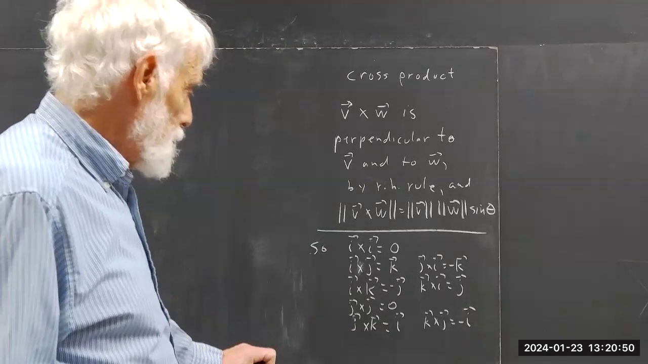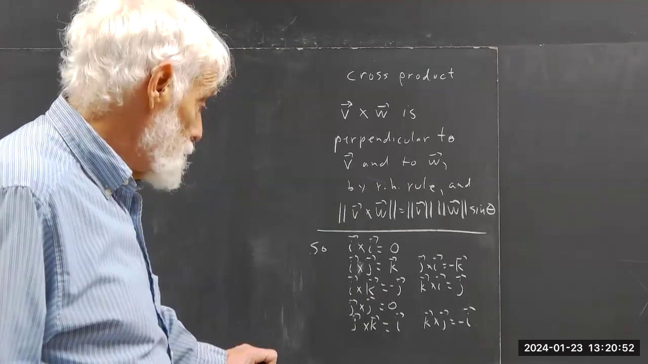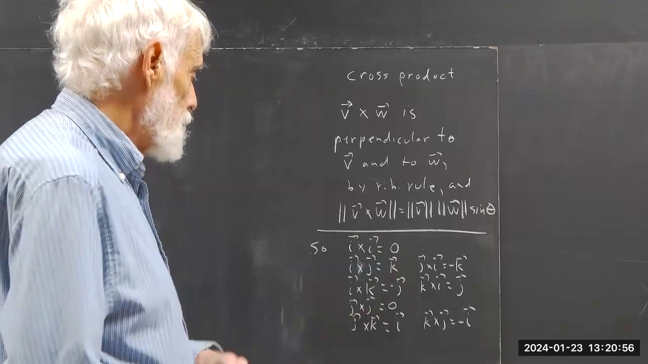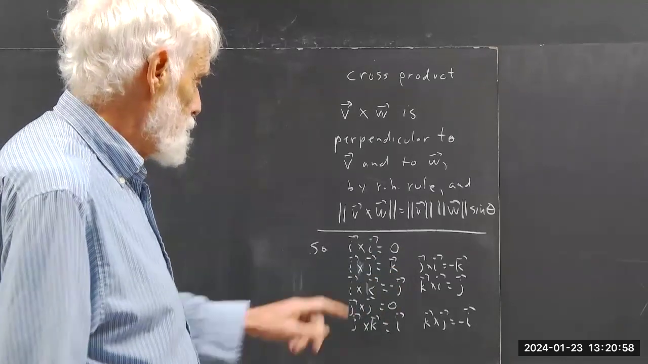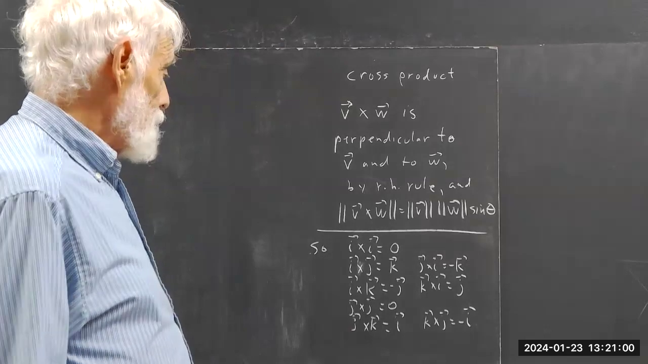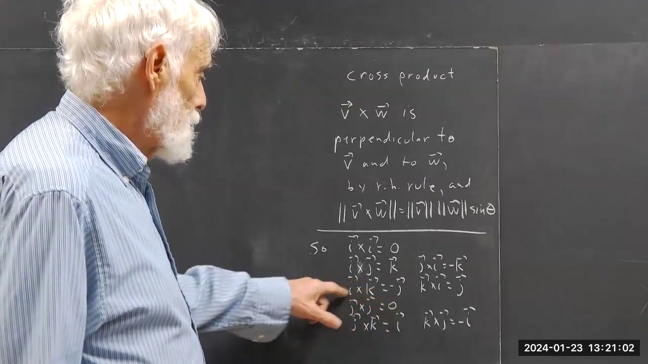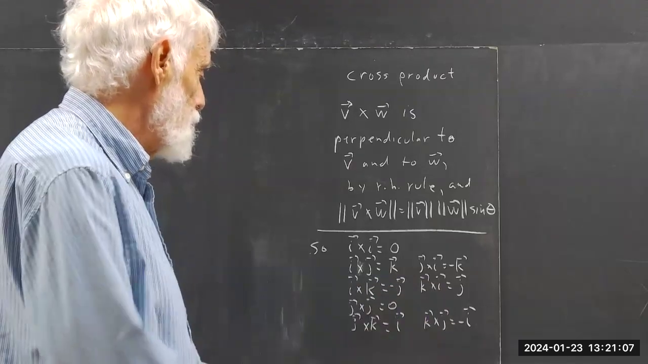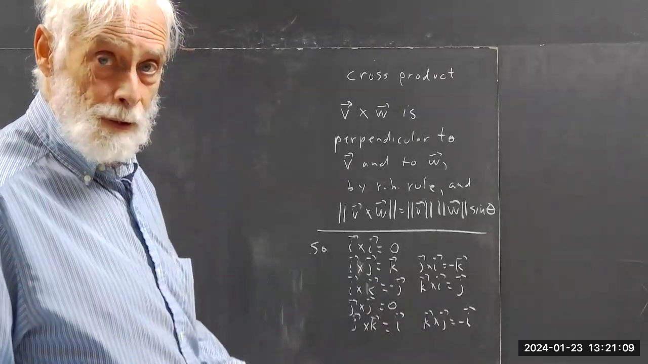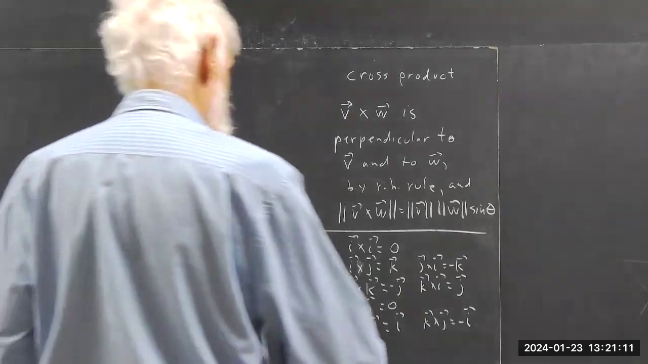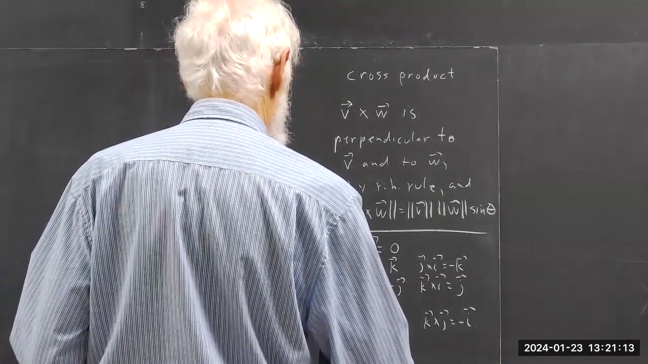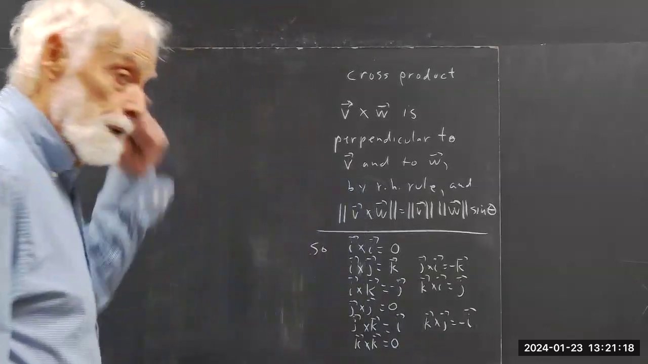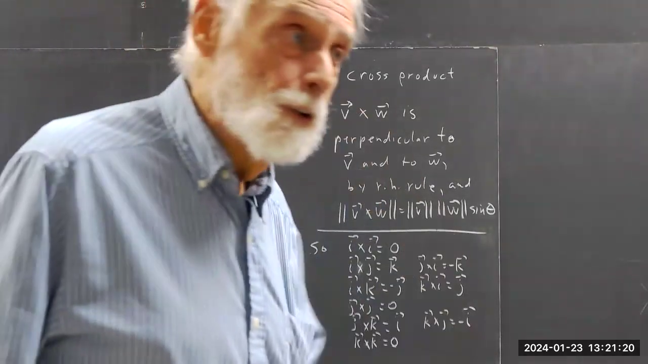Now, if I missed any. Got J cross J, J cross K. I've got J cross I there, so I've got J cross with all three, right? And I've got K cross with I and K cross with J. And the only other one we could possibly do is K cross with K, which is obviously zero. Okay.